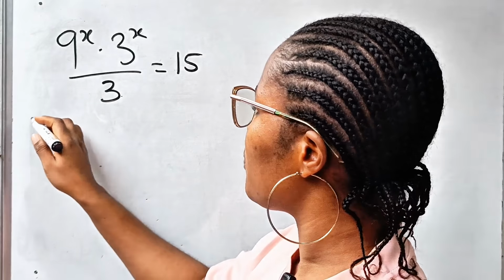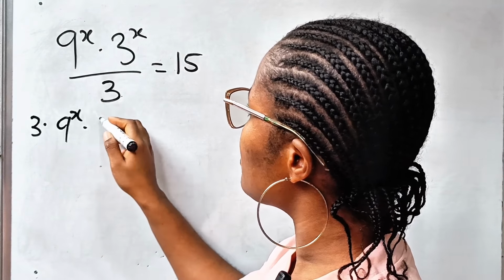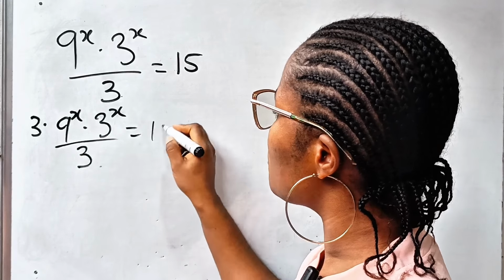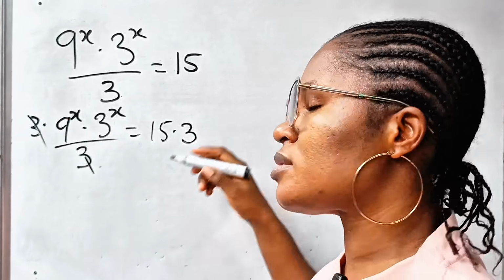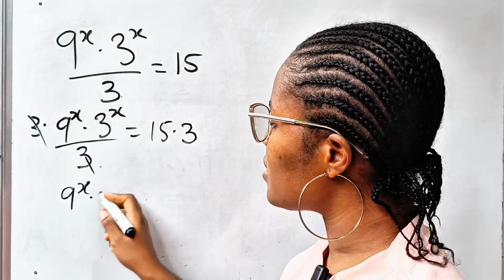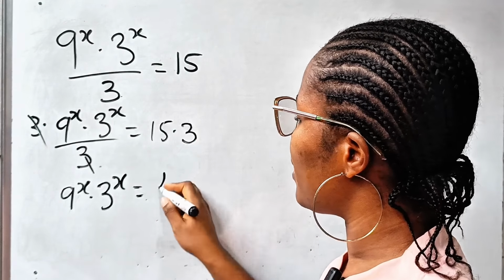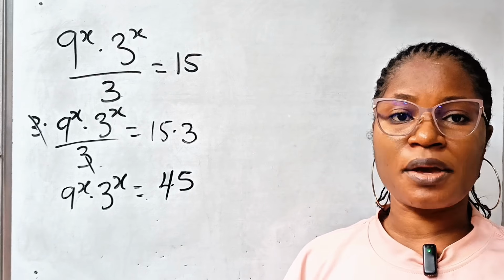So we are going to have 3 multiplied by 9 to the power of x multiplied by 3 to the power of x divided by 3 is equal to 15 multiplied by 3. Then this and this goes. Now we know that we have 9 to the power of x multiplied by 3 to the power of x is equal to 15 multiplied by 3 is 45. That is the first step.